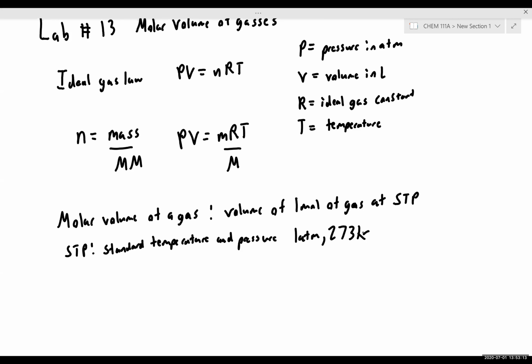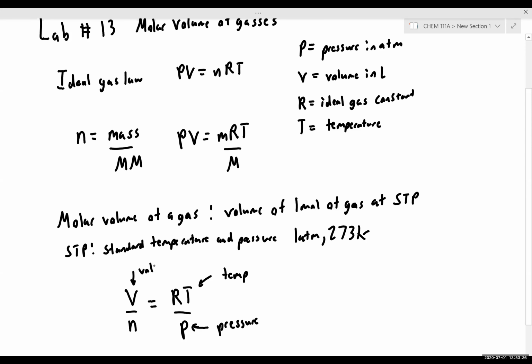Okay. So the molar volume, which is written as V/n, is equal to RT/P, where T is the temperature of the gas, P is the pressure, V is the volume, and n is the moles of gas.